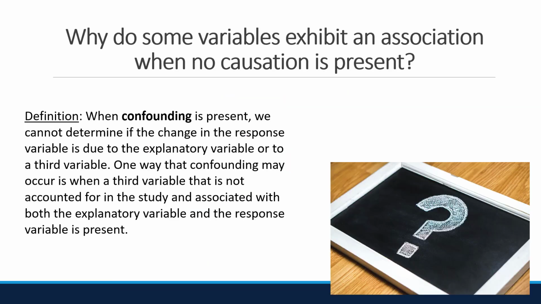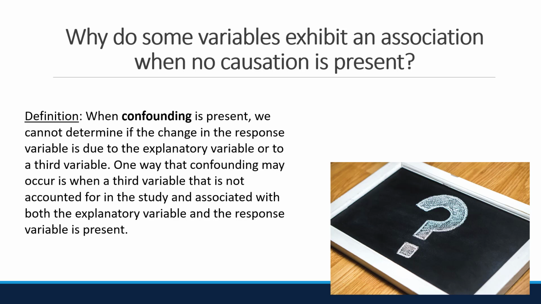Why do some variables exhibit an association when no causation is present? Definition. When confounding is present, we cannot determine if the change in the response variable is due to the explanatory variable or a third variable. One way that confounding may occur is when a third variable that is not accounted for in the study and associated with both the explanatory and response variable is present. These variables are called confounding variables.